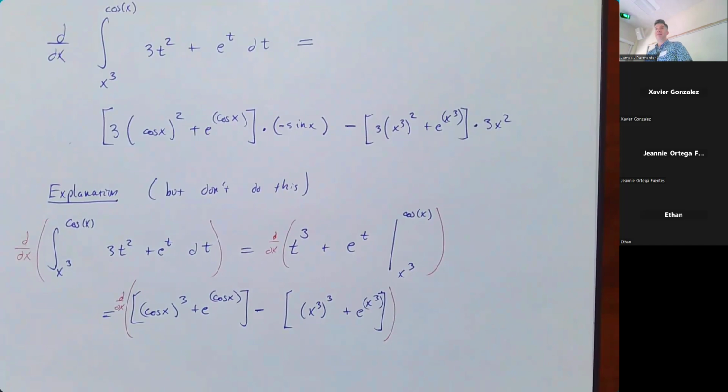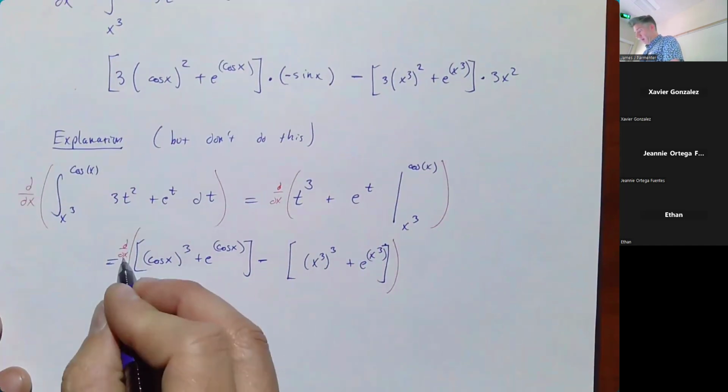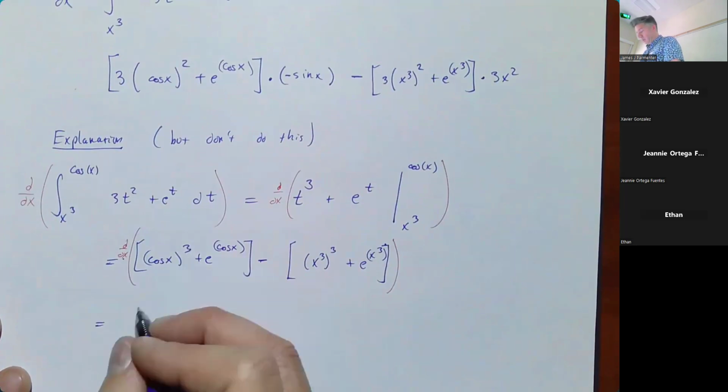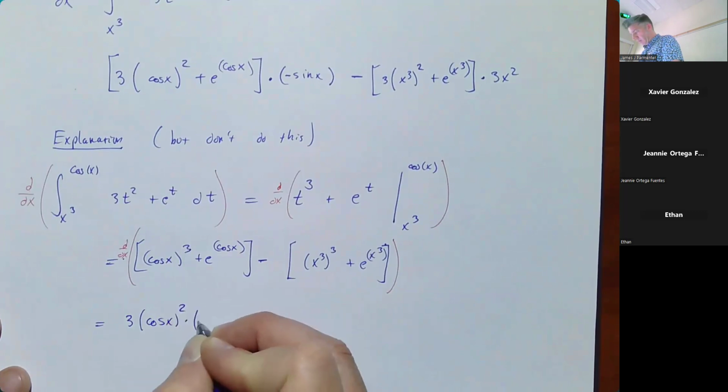Which is going to require extensive use of the chain rule. So the derivative of something cubed is 3 times our something squared times the derivative of the inside.